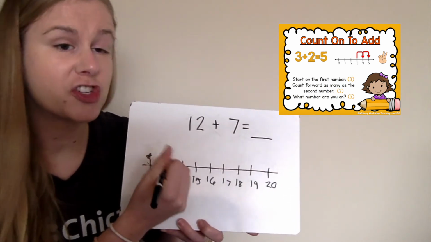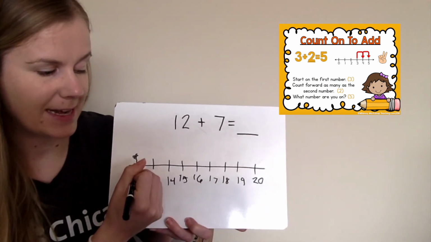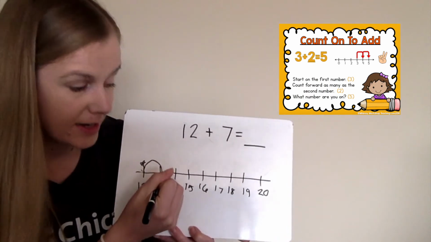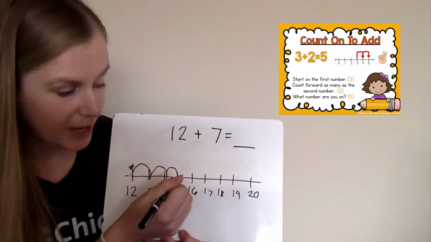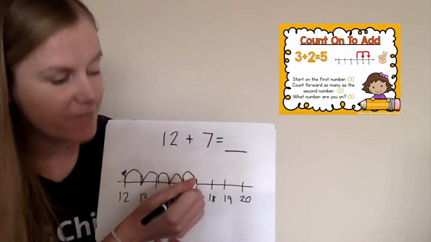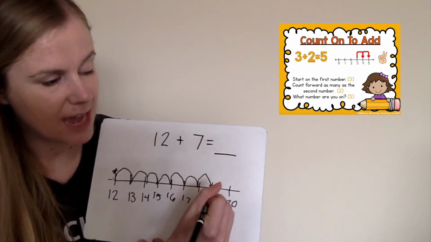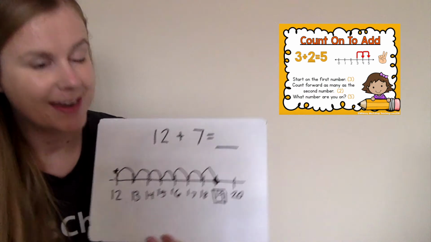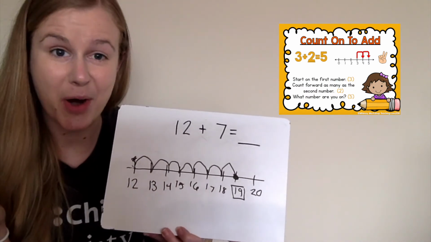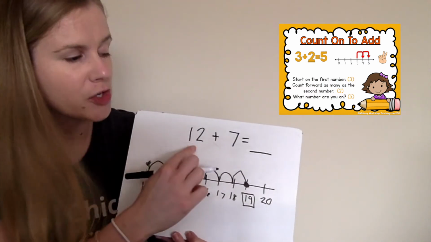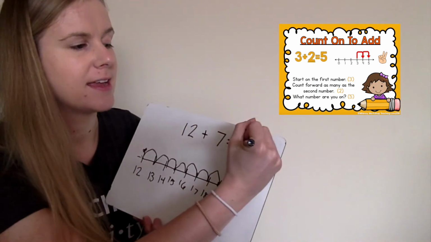So we have to jump when we say 1. Ready? Go. 1, 2, 3, 4, 5, 6, 7. I stopped here at the number 19. What number are we on? 19. 12 plus 7 equals 19.